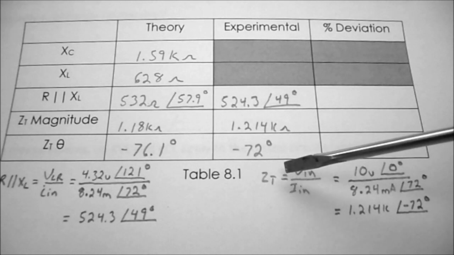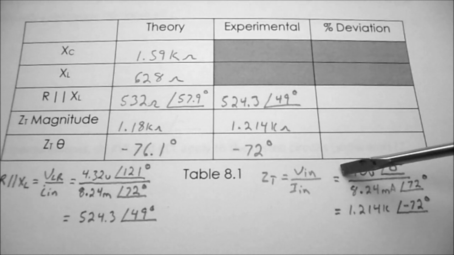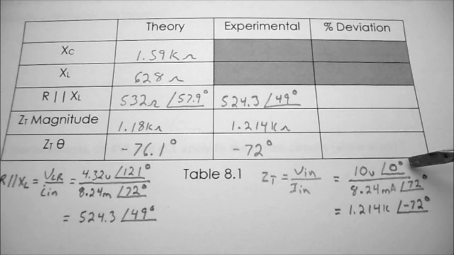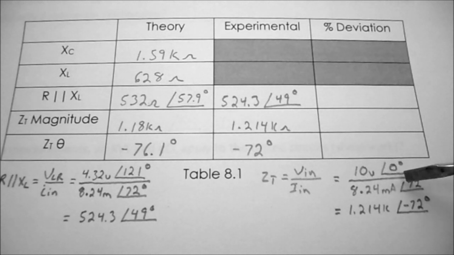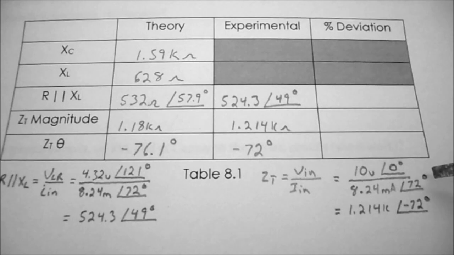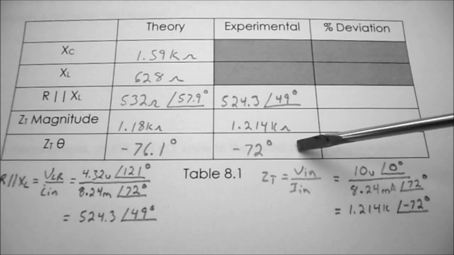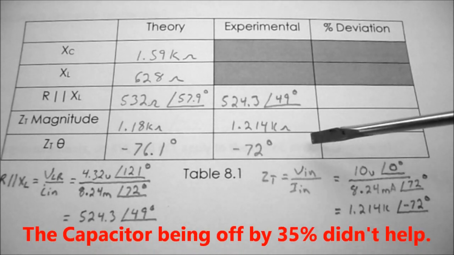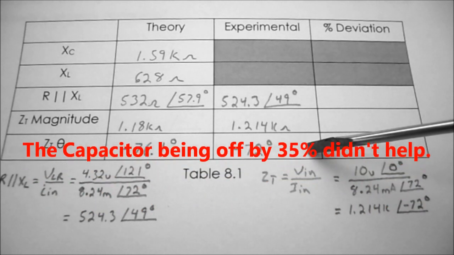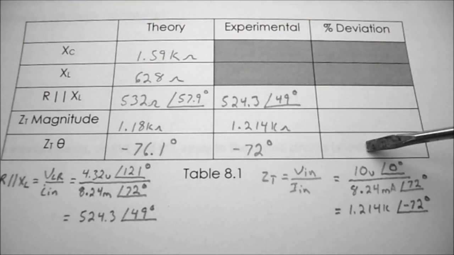So calculating Z total, that will be equal to V in divided by I in. So that's equal to our 10 volts at an angle of 0 degrees, divided by our current of 8.24 milliamps at an angle of 72 degrees, and that works out to 1.214 K at an angle of minus 72 degrees. So it's close to our theory, but off a little bit, probably due to the internal resistance of our inductor. I'm going to leave you to calculate percent deviation.